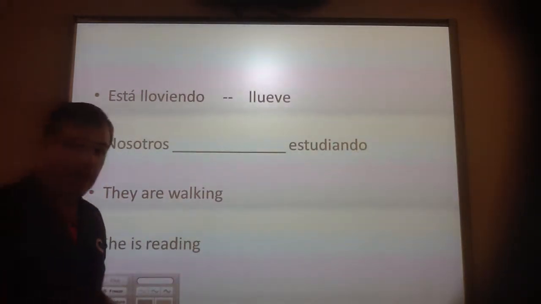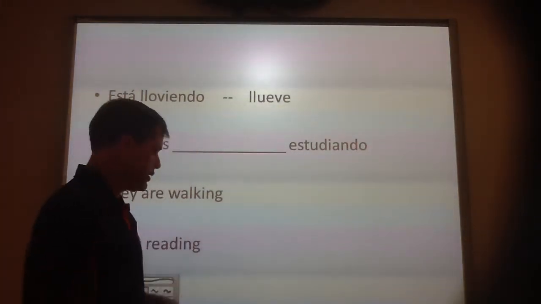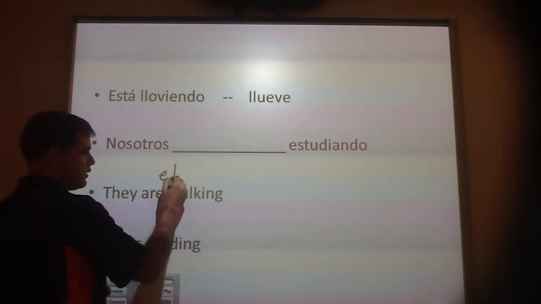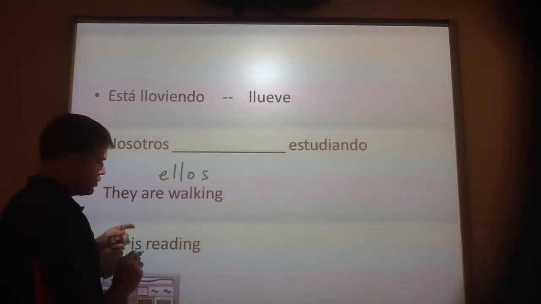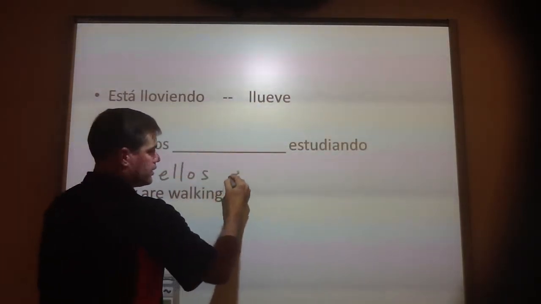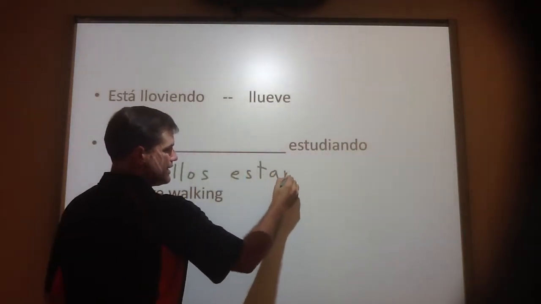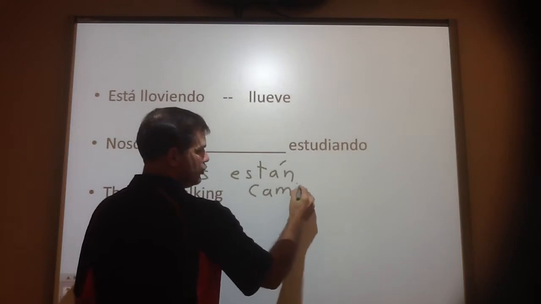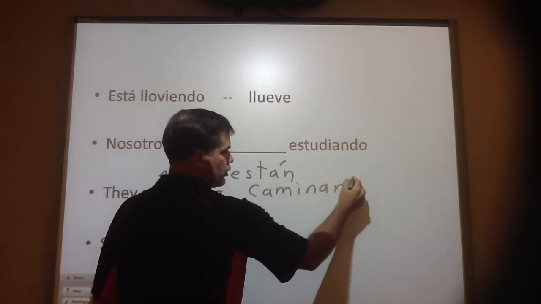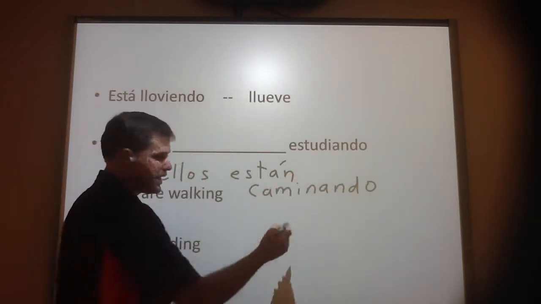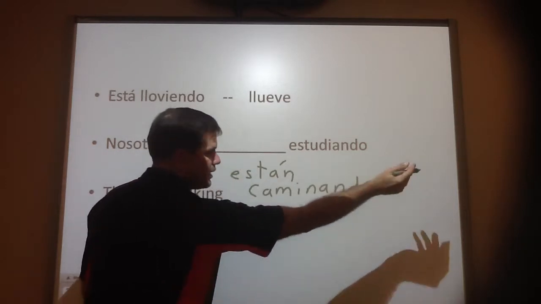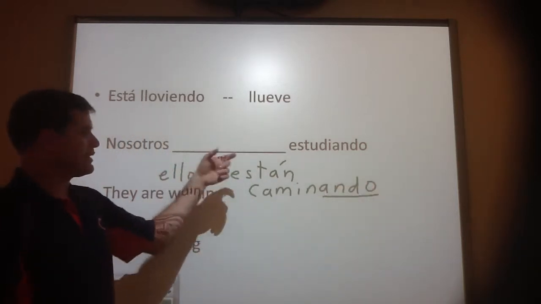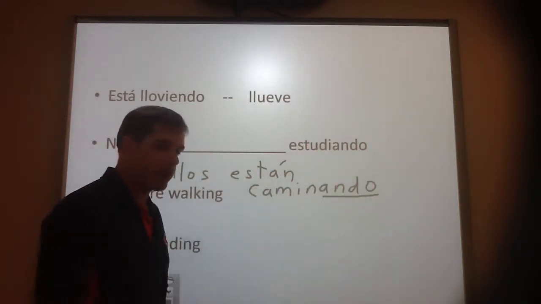Now, they are walking. How would you say they are walking? They, ellos, are walking. Correct form of ESTAR is están caminando. We have caminar, we've taken off the AR, and we've added ando. Están caminando. They're walking right now.